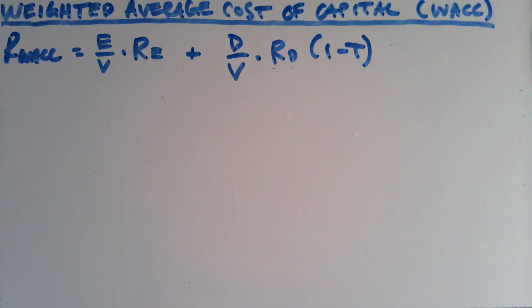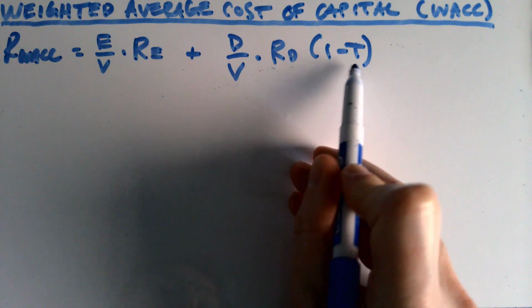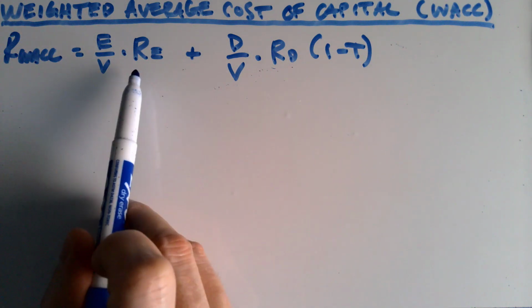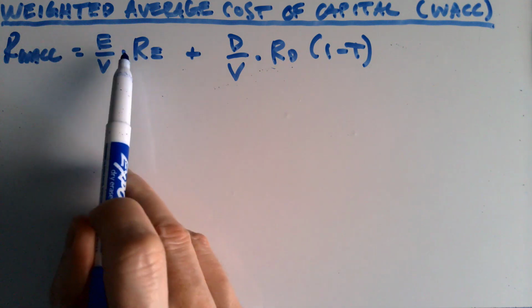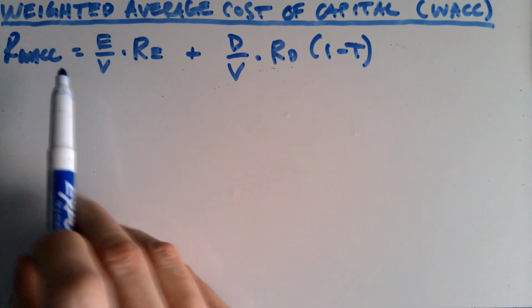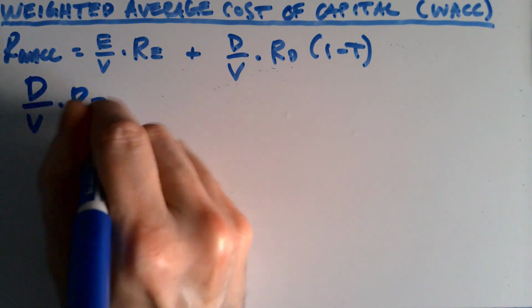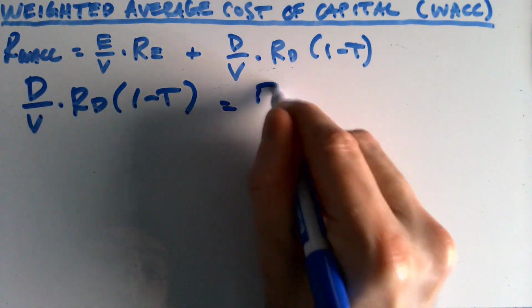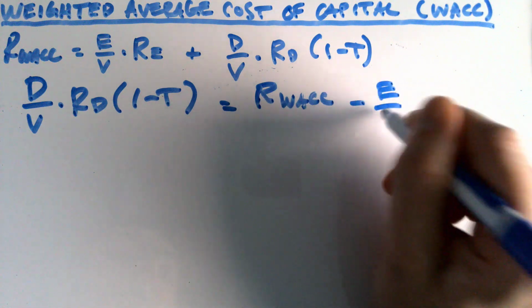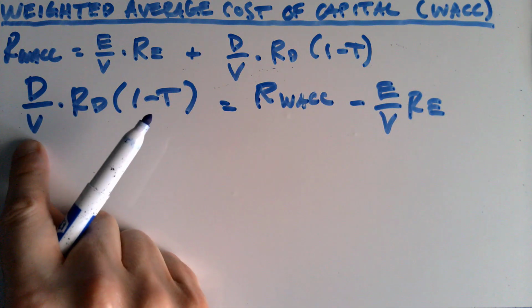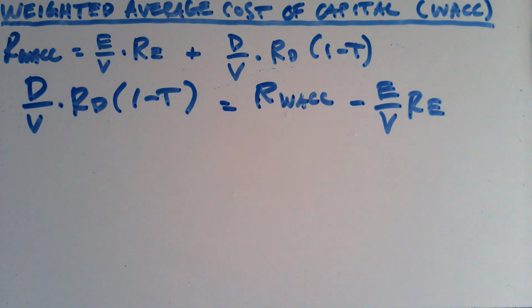We have one thing left to solve for, and that is T. Let's solve for T. And if I want to do that, what I'm going to do is subtract E over V times R sub E from both sides. And of course, I'm going to flip as I always do. What this time we're going to do is multiply by V and divide by D and R sub D.